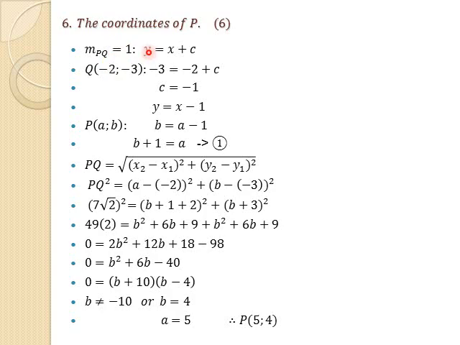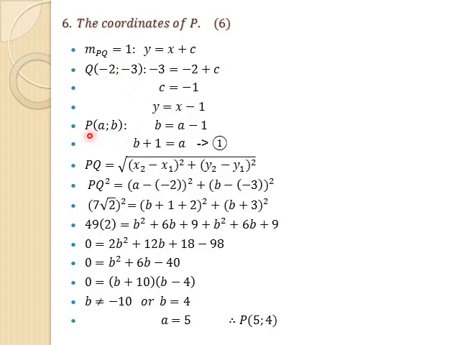So therefore, the equation of PQ would read y equals x plus c. We have the coordinates of Q, which is (-2, -3). So this states that y is minus 3 when x is negative 2. Take negative 2 over, minus 3 plus 2 gives me minus 1. So my equation for line PQ is y equals x minus 1.